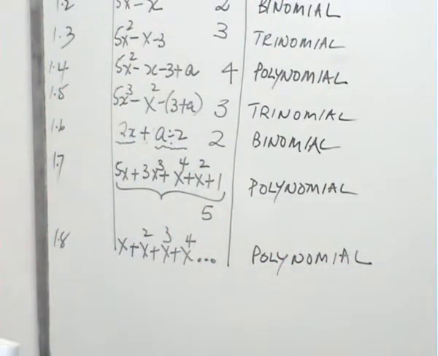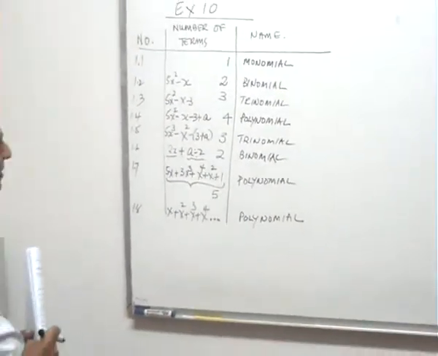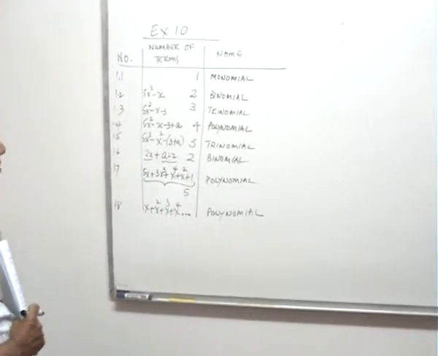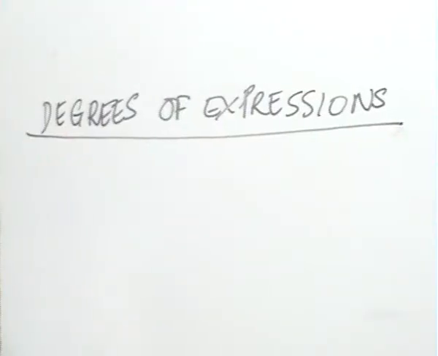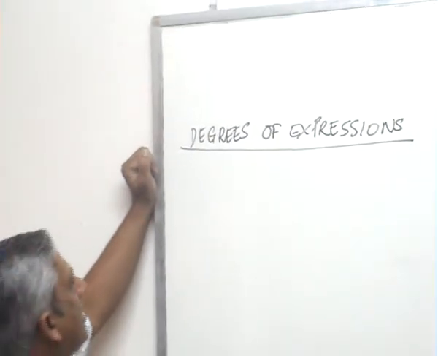Alright, so you must be able to count up the number of terms and then say whether it's a monomial, binomial, trinomial or polynomial. Alright, so that will bring us to the end of answers to exercise 10. And then we'll move on to the next small section called degrees of expression. So let's move on to the next section. Back. Now we're doing a little section called degrees of expressions. Now let's take an example.